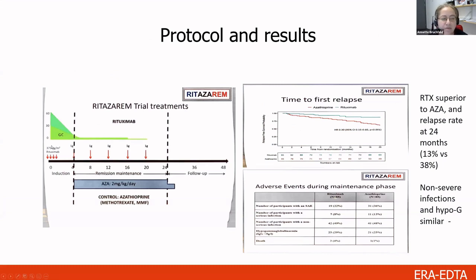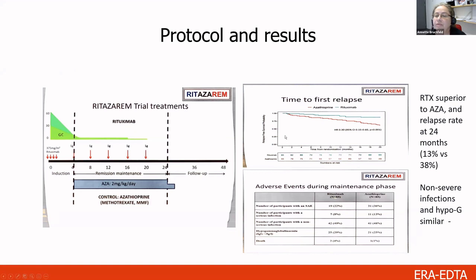So every patient was induced with rituximab and then randomized to either azathioprine 2 milligrams per day or rituximab 1 gram every 4 months until month 24, when all treatment was stopped. So here are the results.